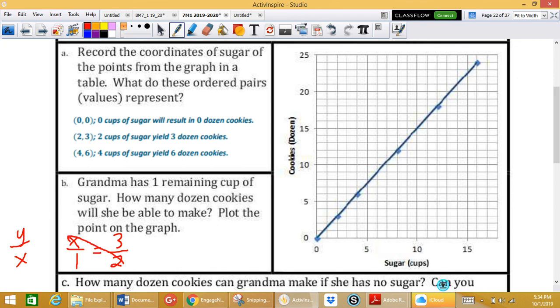So I'm going to cross multiply. So we get 2x equals 3. Divide each side by 2. So x equals 1.5. So 1.5 dozen cookies for 1 cup of sugar.